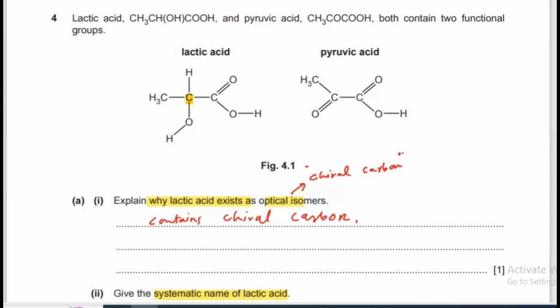Whenever a molecule exists as optical isomers, it means that it contains a chiral carbon, and the isomers are mirror images of each other.